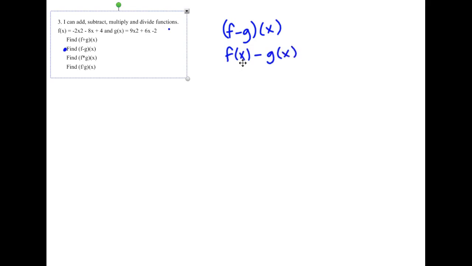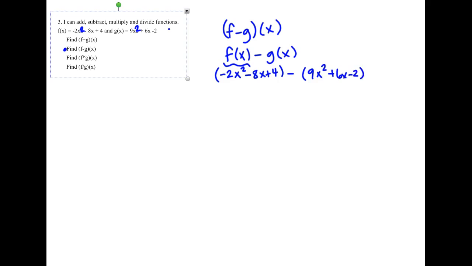So I'm going to replace f of x with the information that they've given me. Now on yours, this is a little squared guy, and this is a squared guy. So know that those are supposed to be exponents. So I have -2x squared minus 8x plus 4. That's f of x. And then g of x is 9x squared plus 6x minus 2.